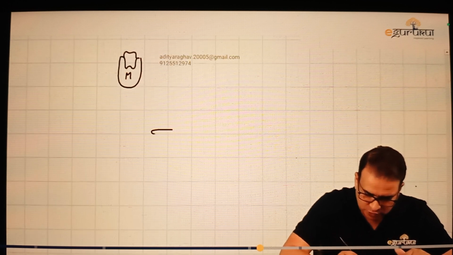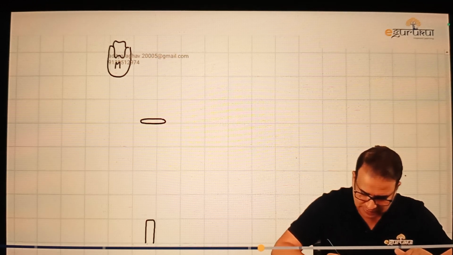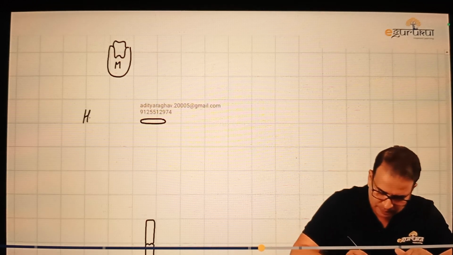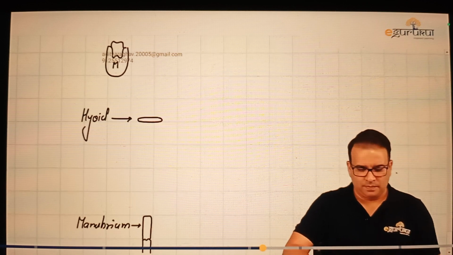Let's say here is the hyoid bone. It's a section going through the hyoid bone. And more inferiorly, let's say this is the sagittal view of the sternum. That is the manubrium part, basically. Here's the hyoid. And that's manubrium. Stay oriented to this.